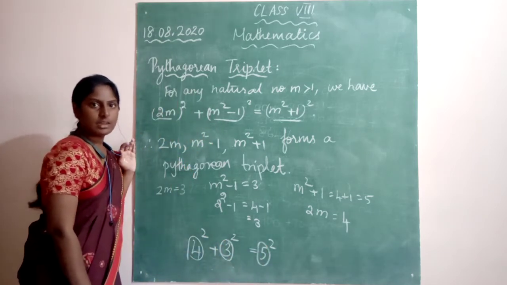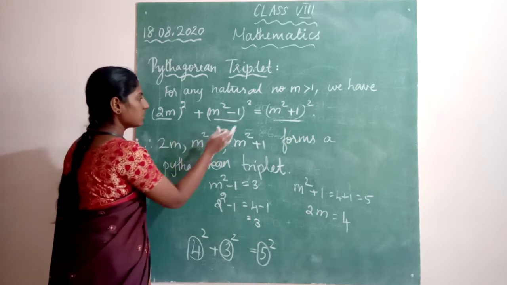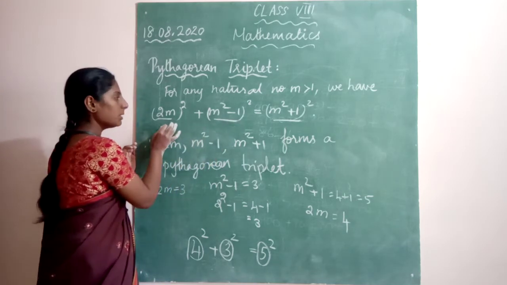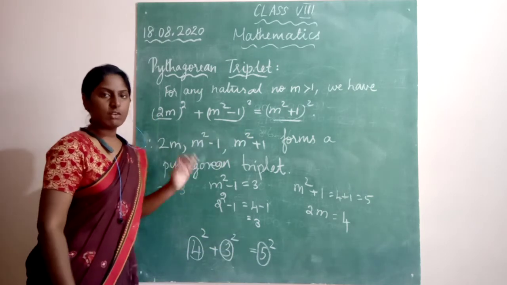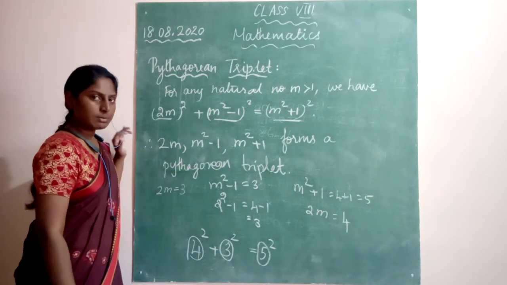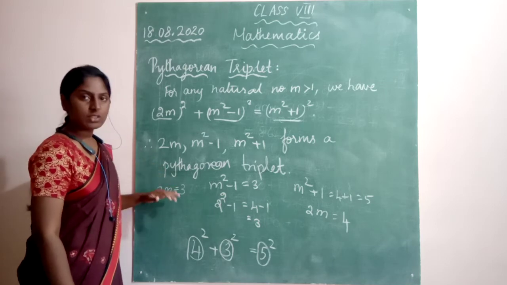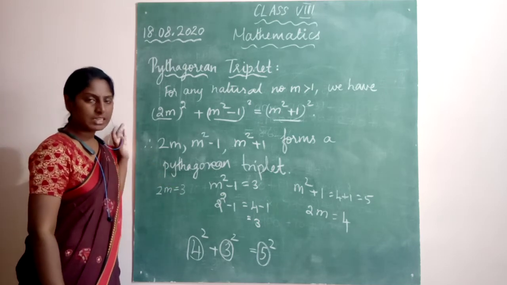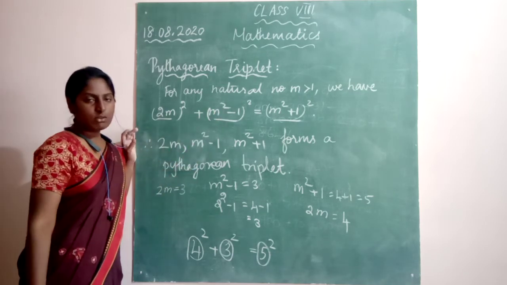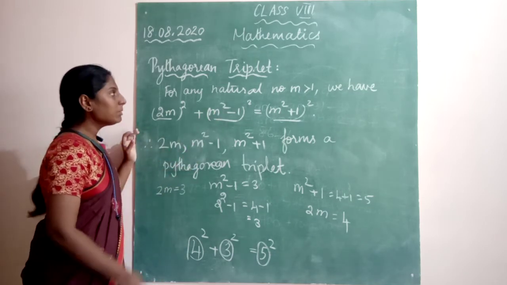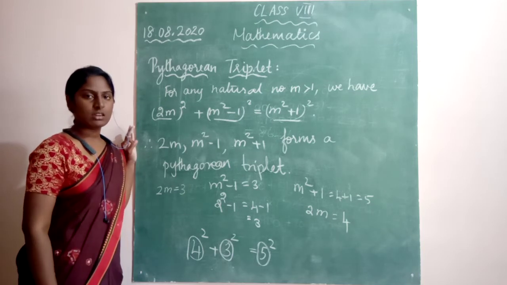Is it clear? So for each and every expression, you just have to remember only 2m, m square minus 1, m square plus 1. Only these 3 terms you have to remember, and you can substitute the number given. Now I took 3, right? Like that in question also some number will be given. You have to place that number for each and every value and see. And you have to find what is the Pythagorean triplet. What do you mean by triplet? 3 numbers together. Okay, clear?